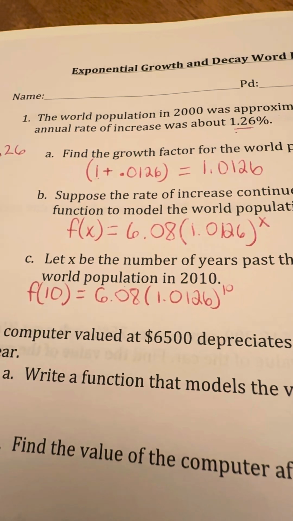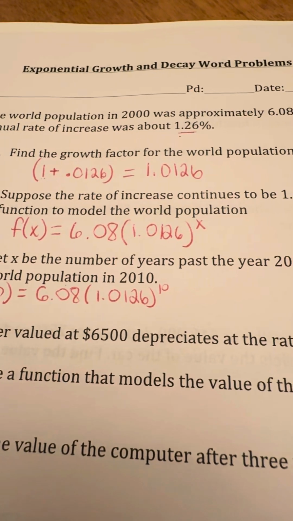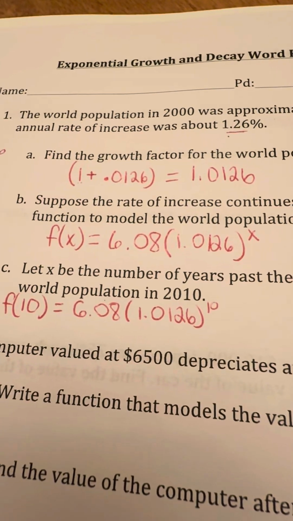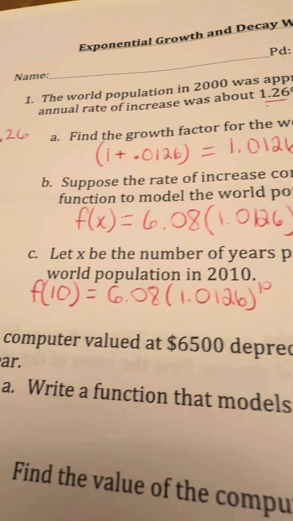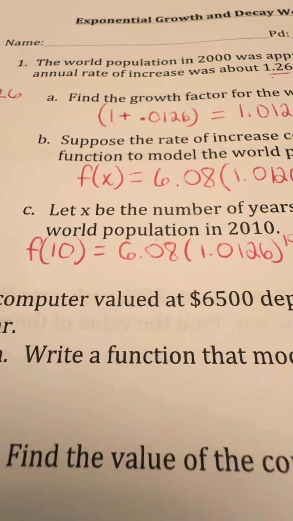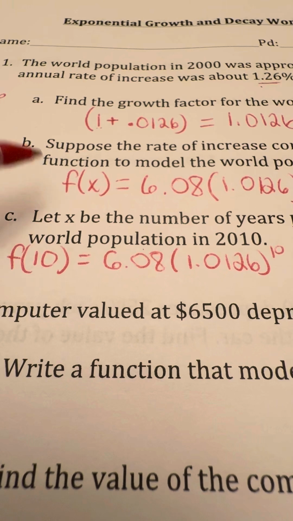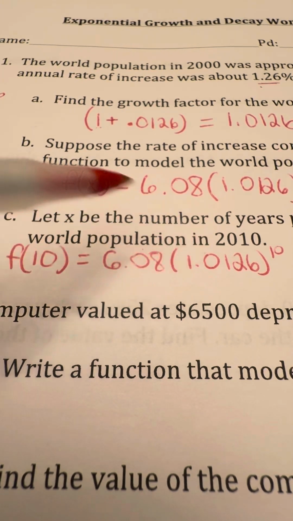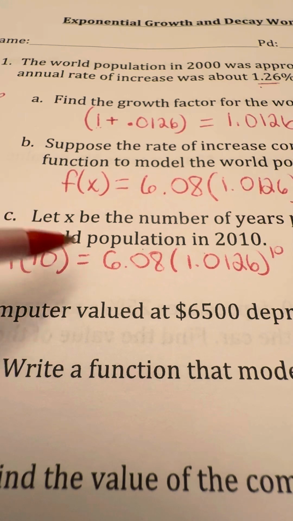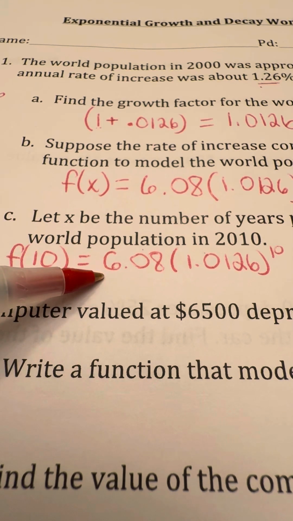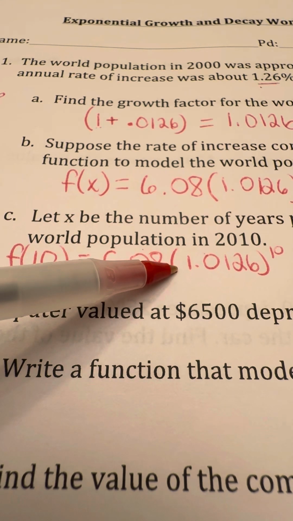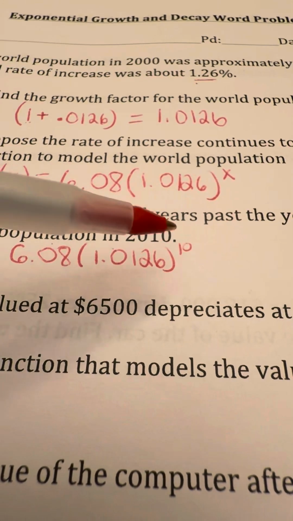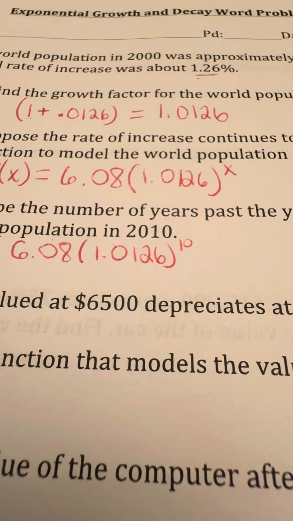In the last question, it says, let x be the number of years past the year 2000. Find what the population would be in 2010. I've already written this out here, so you can see f of 10. I replace the x with 10 because we're talking about a 10-year difference. So that's 10 years that have passed. Our initial value is 6.08, our growth factor is 1.0126, and then we have that 10, which we're using because it's 10 years.